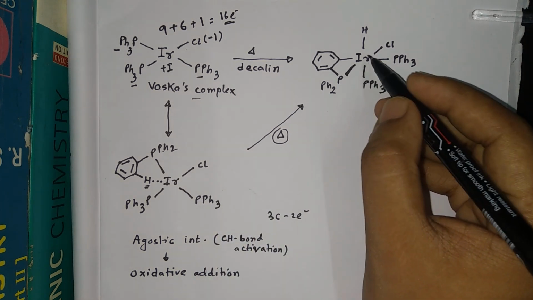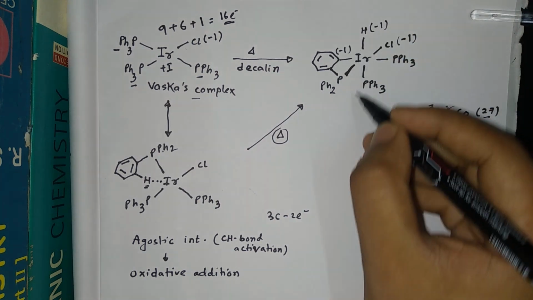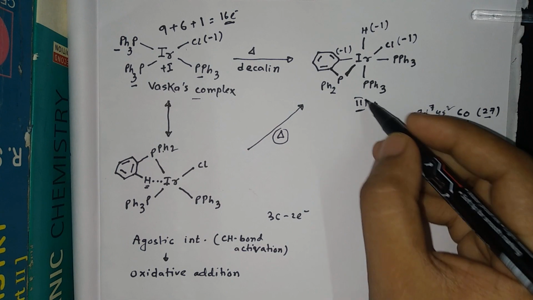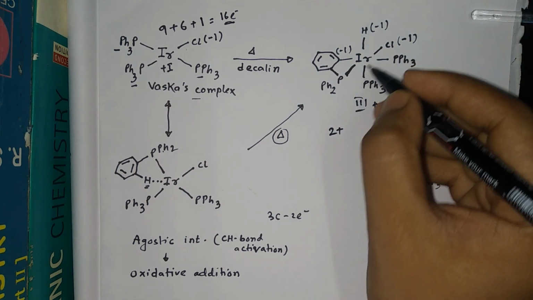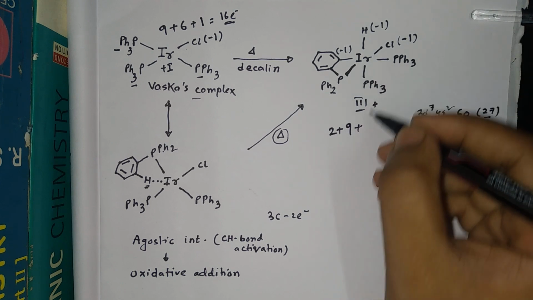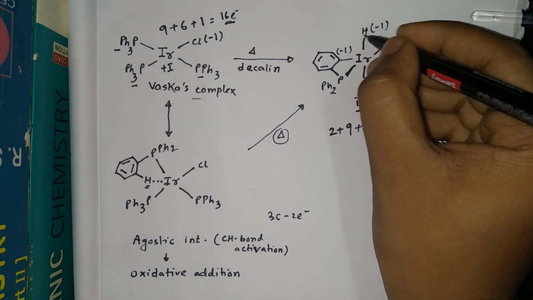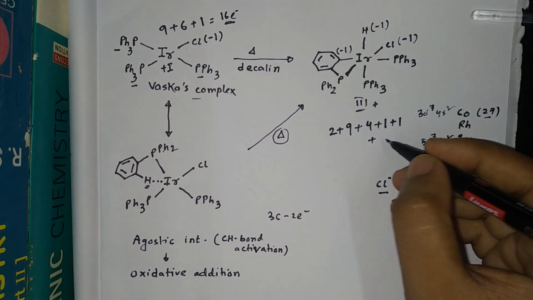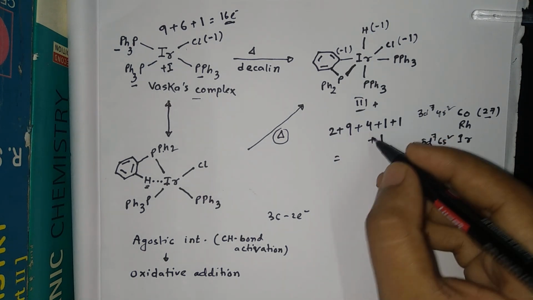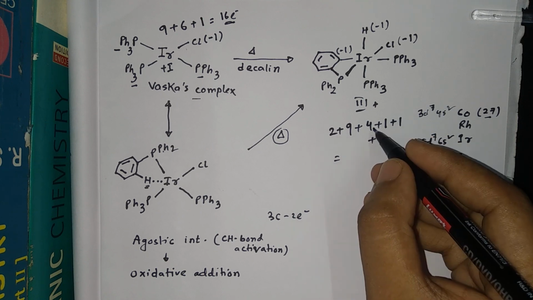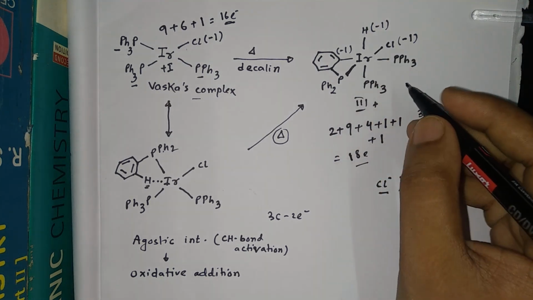What is the oxidation state of the metal? Because this chloride is -1, this hydride is -1, and this carbon is -1, it is a +3 oxidation state of the metal, and we will count the electrons. The metal has 9 electrons, and the 2 PPh3 will give 2 each, so 4 electrons, and this Cl will give 1 electron. This hydrogen will give 1 electron, and this C bond will give 1 electron. So the total is 9 plus 2 is 11, plus 4 is 15, plus 3 equals 18. So this is an 18 electron system, and hence it is a stable system.